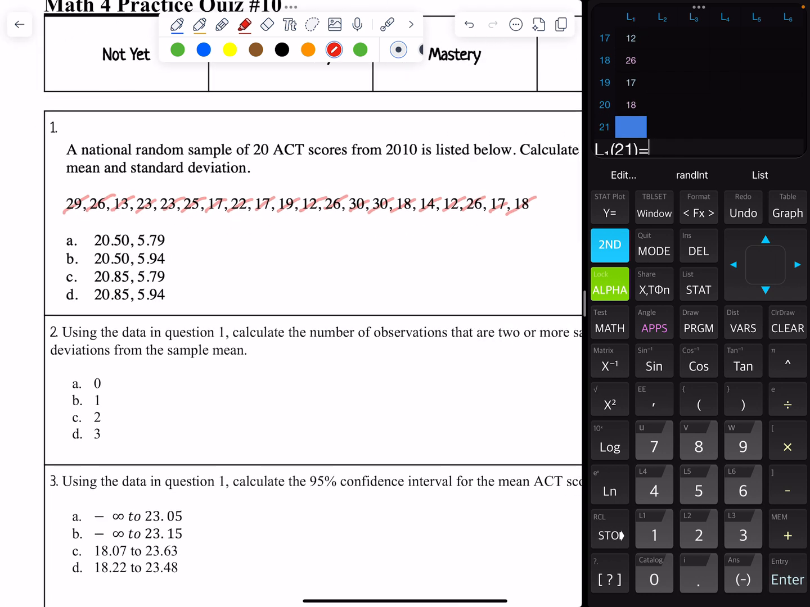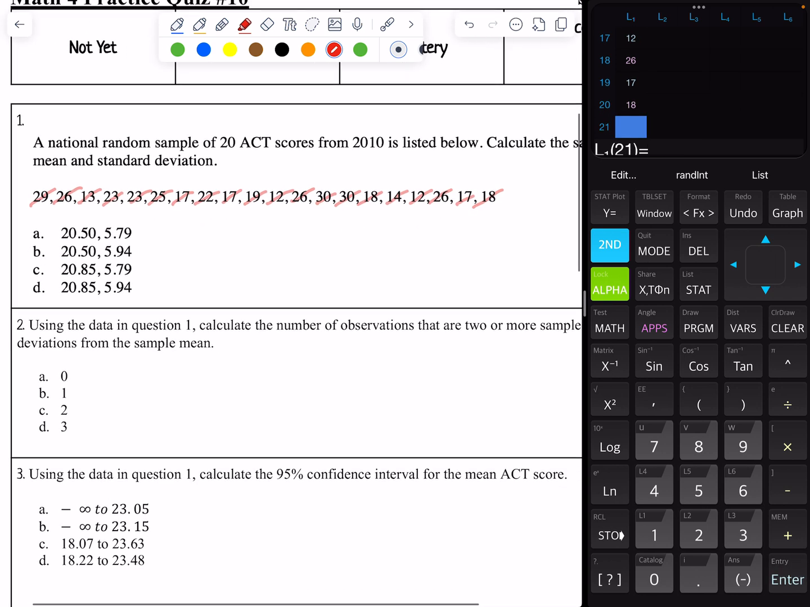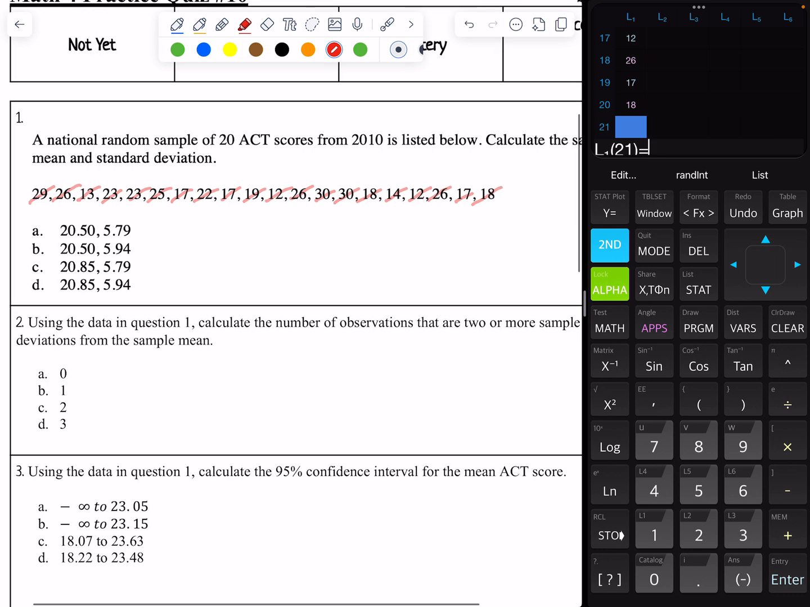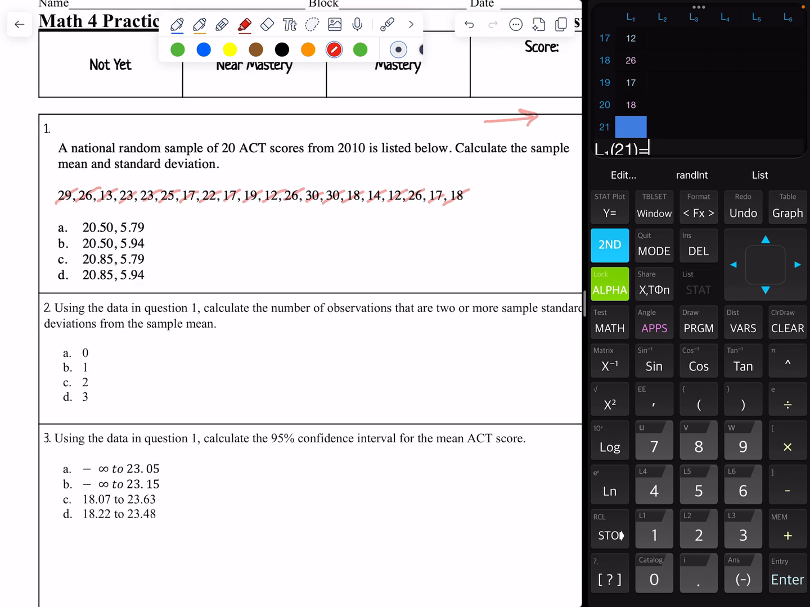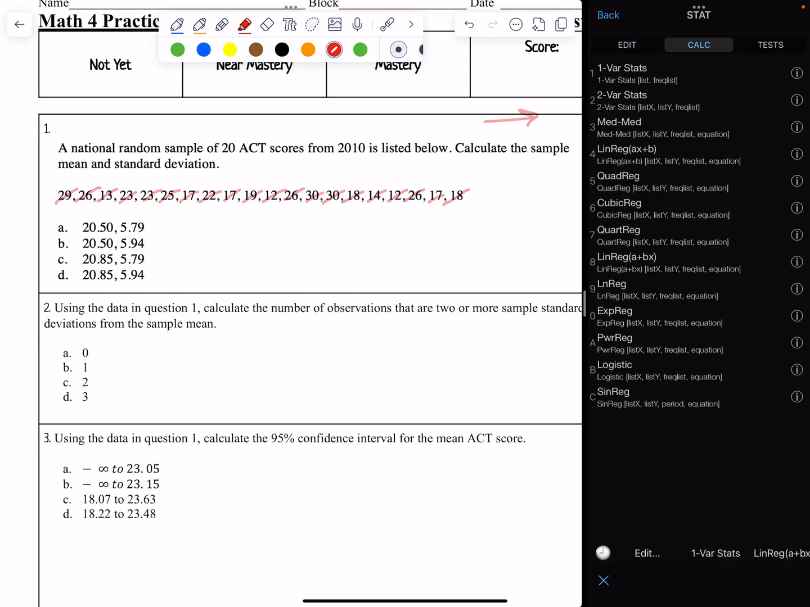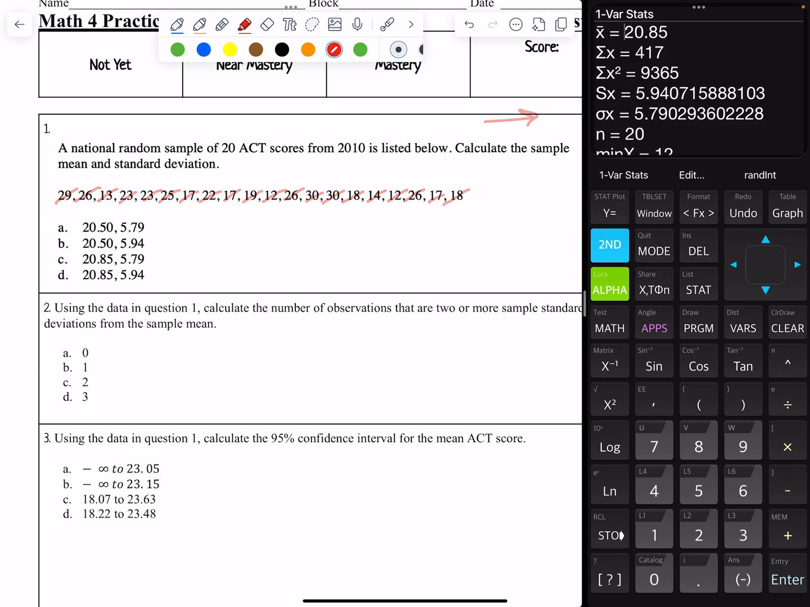So I can tell I have 21 numbers in my list. Actually, I had to have 20 because I don't have anything right there for 21. So right there, I can see I have 20 numbers. So that looks right. Then I'm going to go to Stat Calc 1 and calculate.